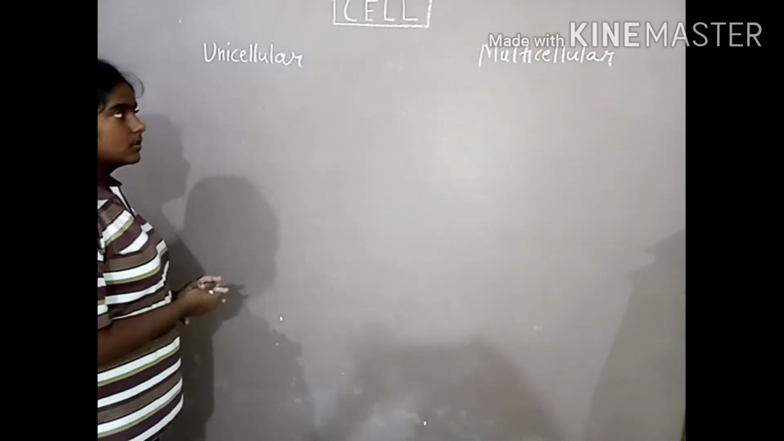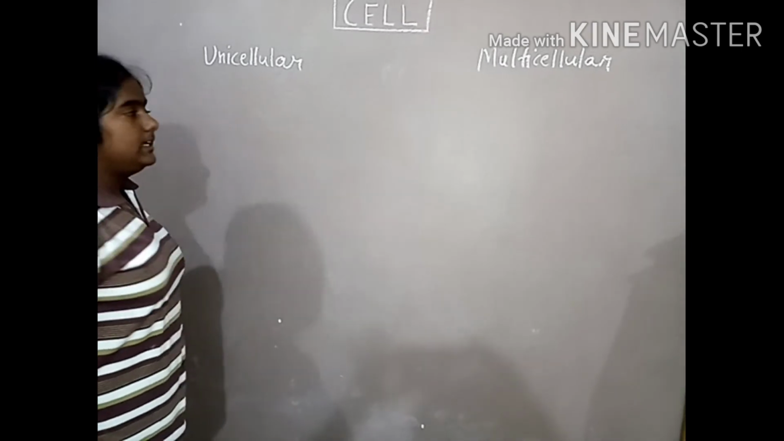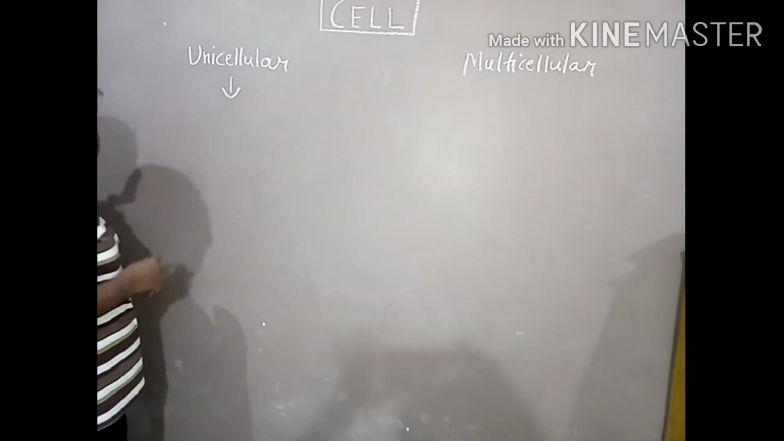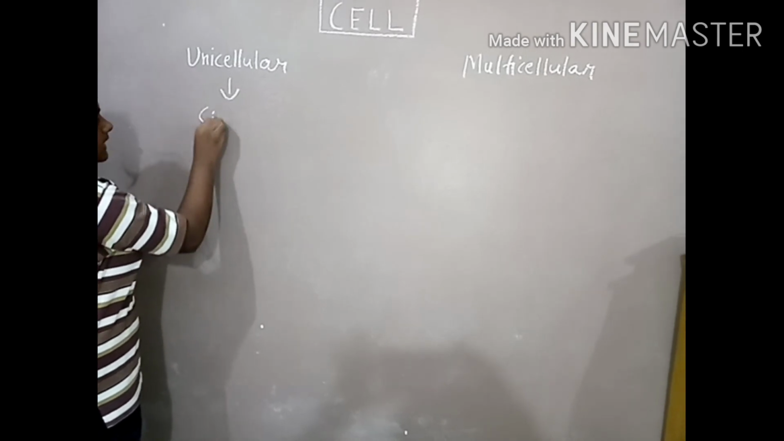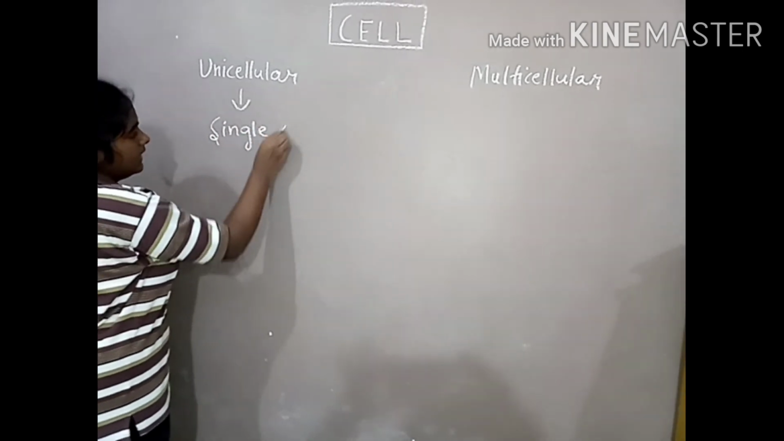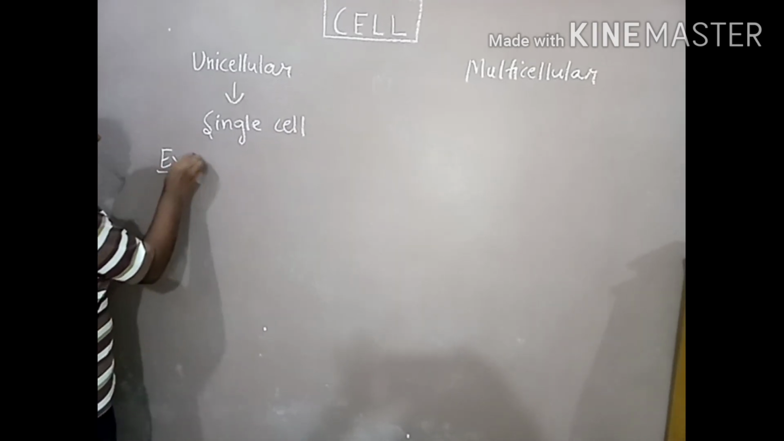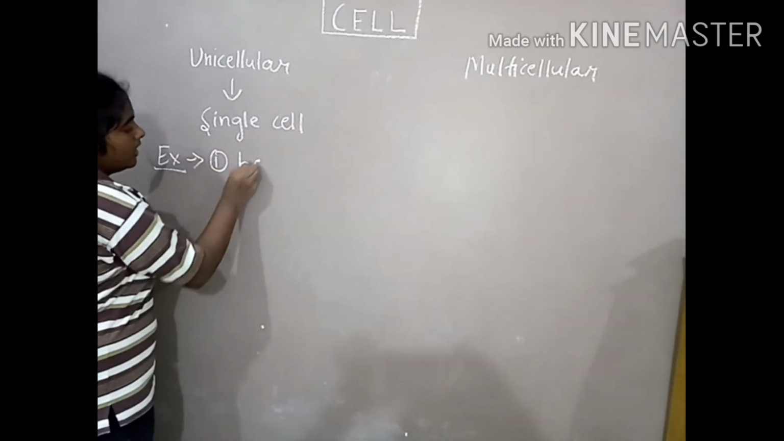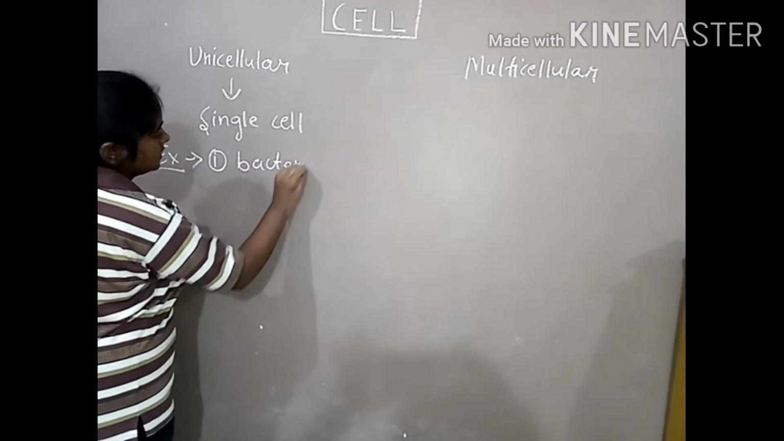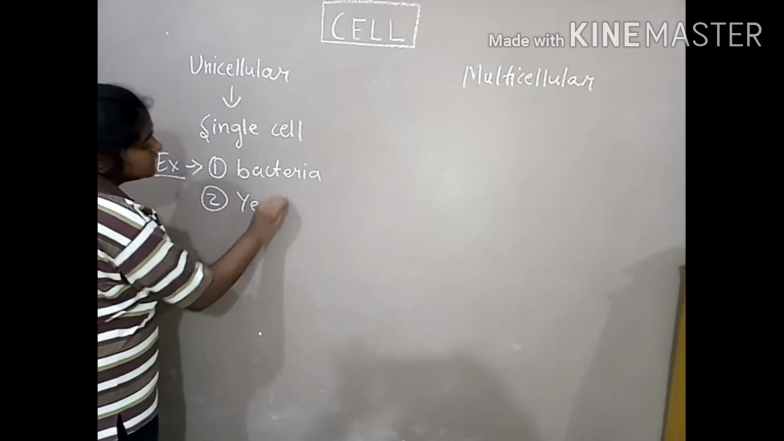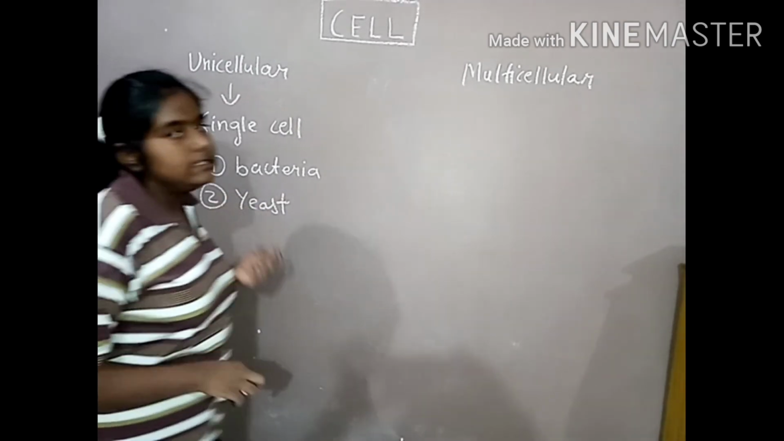Let's start: unicellular and multicellular. Unicellular organisms are those organisms which contain a single cell, means they contain one cell. Example: bacteria. Second example: yeast. Now, multicellular.